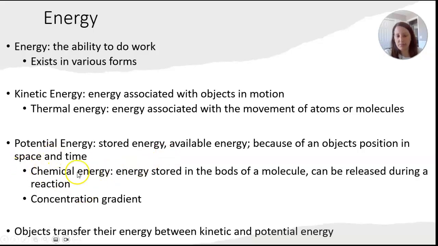Chemical energy is energy stored in the bonds of a molecule, and this energy can be released during a reaction. So this is one example. Chemical energy is potential energy. When we think about glucose, for example, glucose represents stored chemical potential energy. Those bonds can be broken and energy can be pulled out, and then used to drive cellular work.